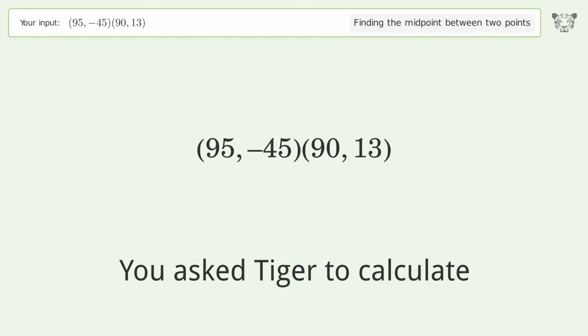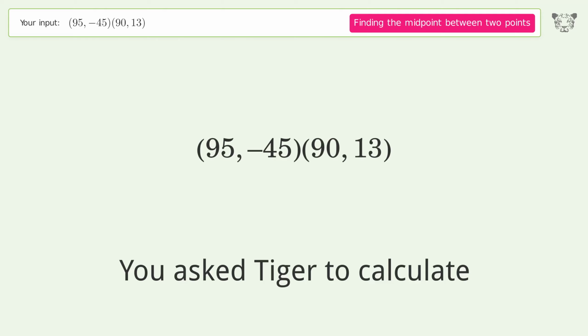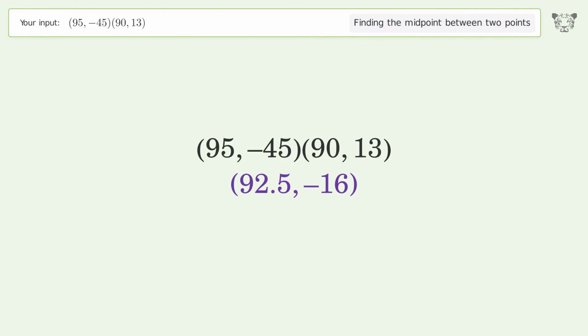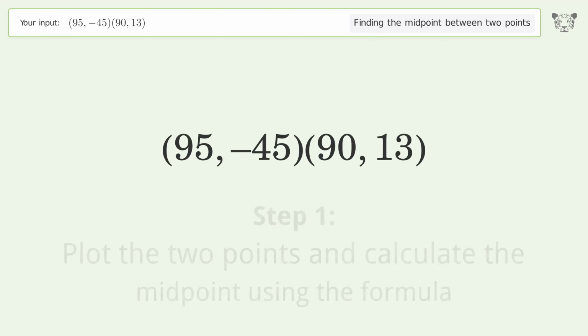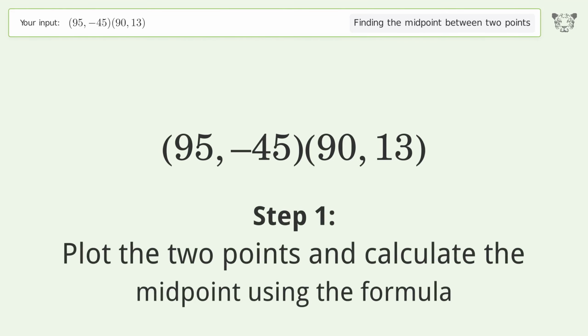You ask Tiger to calculate. This deals with finding the midpoint between 2 points. The midpoint between the 2 points is 92.5, -16. Let's solve it step by step. Plot the 2 points and calculate the midpoint using the formula.